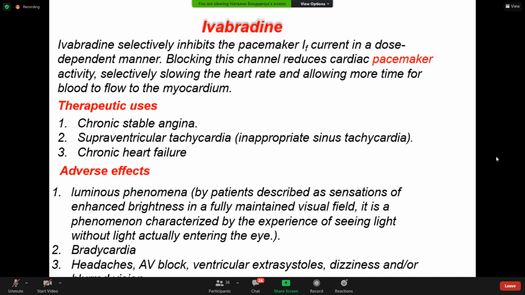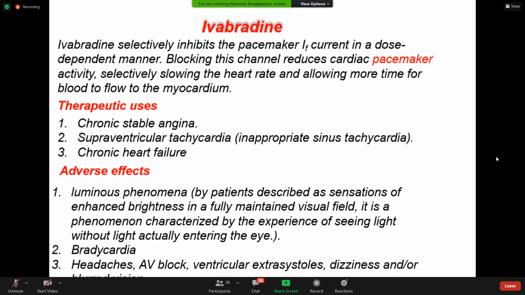Therapeutic uses. It can be used in today's lecture to treat supraventricular tachycardia, inappropriate sinus tachycardia, for example. Also, it was discussed in the anti-anginal drugs. It can be used to treat chronic stable angina. And also we will discuss the treatment of chronic heart failure later, and also we'll see it again.